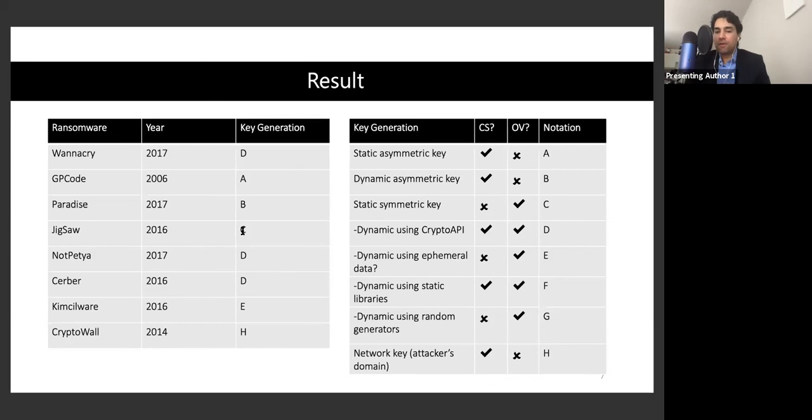Jigsaw, for example, the earlier variants, we saw they use a symmetric key encryption. However, it was statically embedded, so it was easy to recover. So that's not cryptographically secure. And so on. The details we've discussed in the paper, and you get the idea. We're trying to categorize key generation routines and comment on if they're cryptographically secure, if they're operationally viable. We're trying to also map it to which ransomware use these sort of key generation routines, and which year these ransomware were observed in.